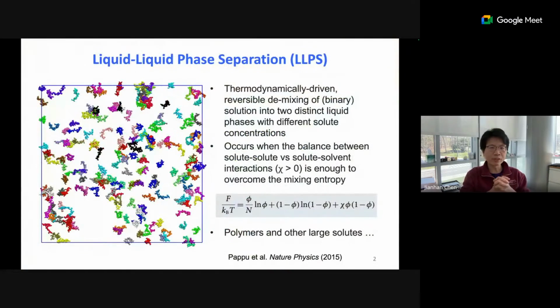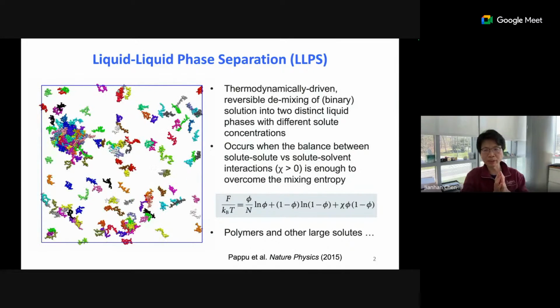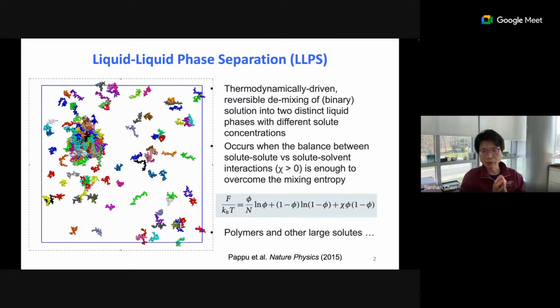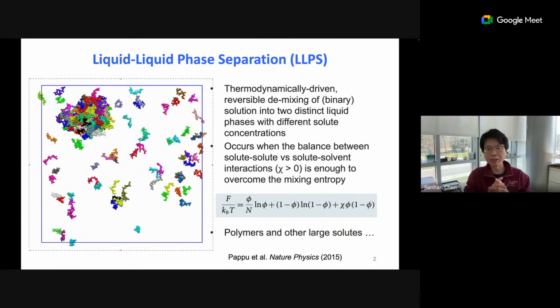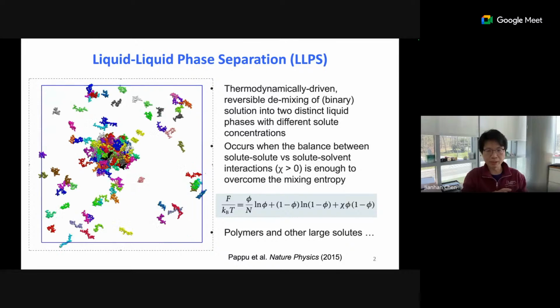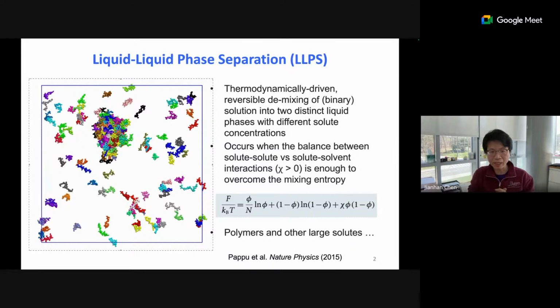First, just a little introduction to phase separation. So-called liquid-liquid phase separation actually is a really well-known phenomenon in physics. These are thermodynamically driven and reversible mixing and demixing of a solution into two distinct liquid phases, where you have really different solute concentrations. This can happen whenever the balance between the solute-solute and the solute-solvent interaction is such that they are sufficient to overcome the entropic cost of demixing.